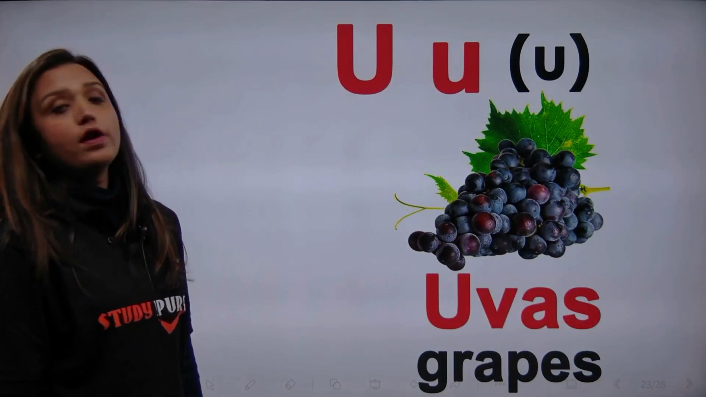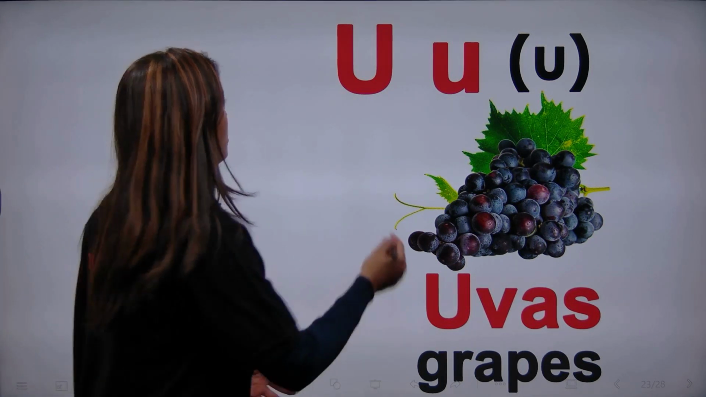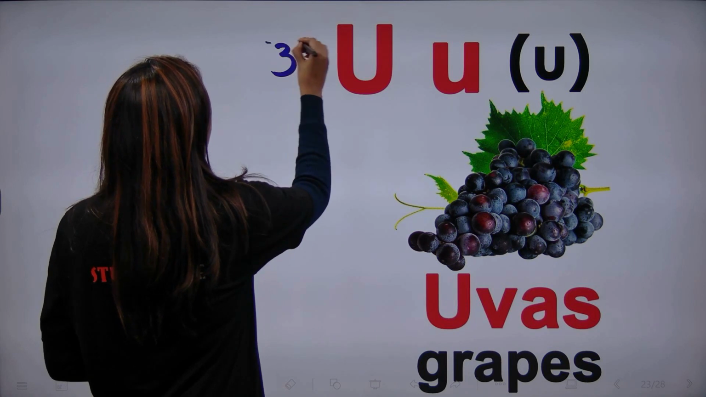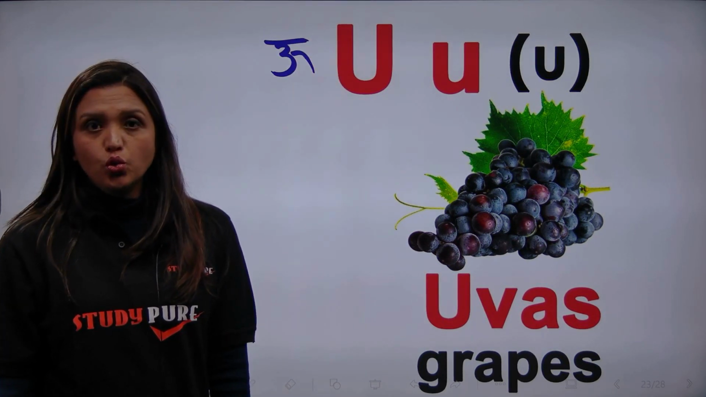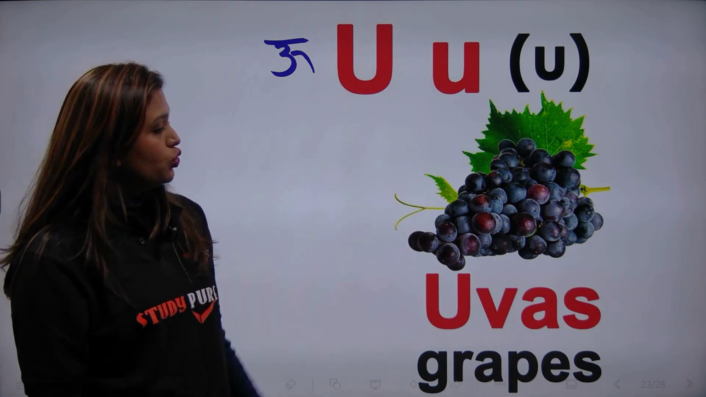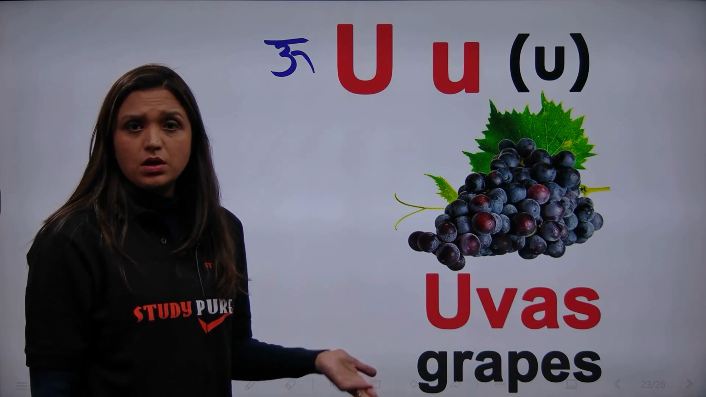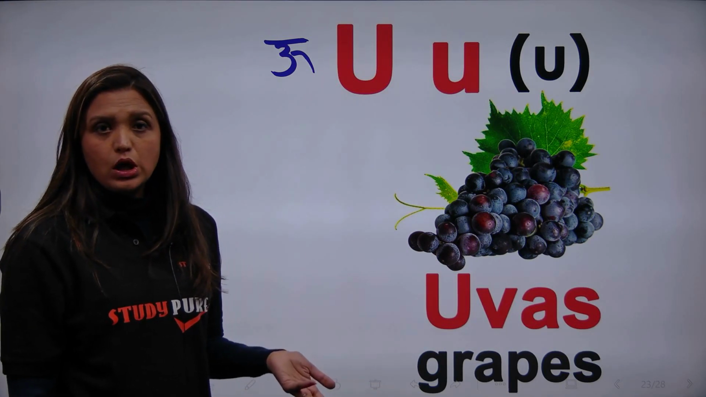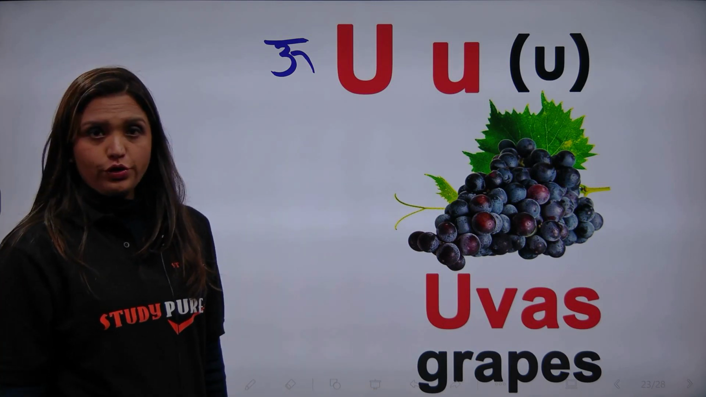Now we have U. And how do we call a U in Spanish? U. That's a U. And U for uvas. Uvas are grapes. Uvas. So that's alphabet U for you.